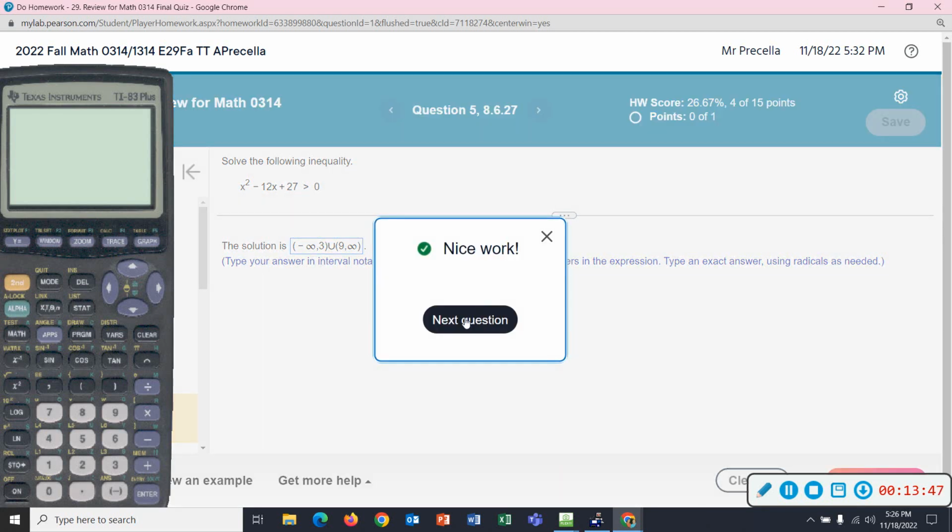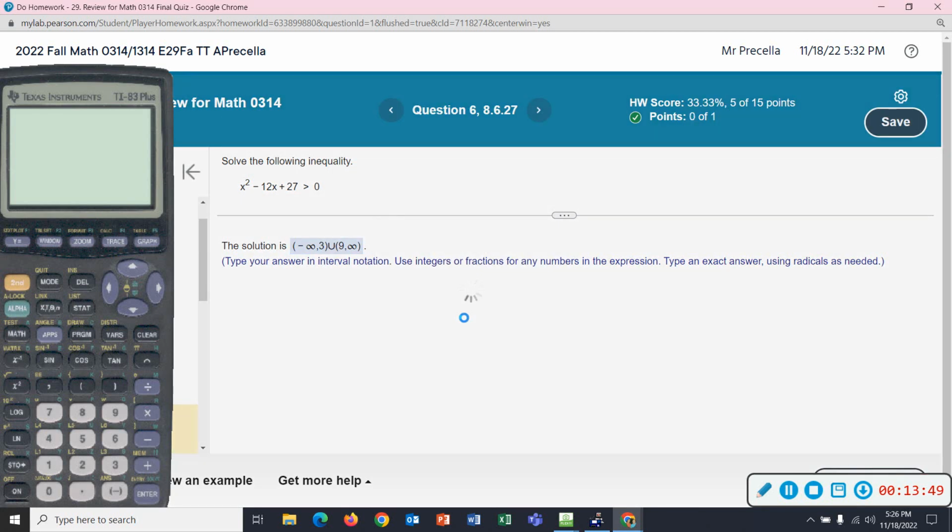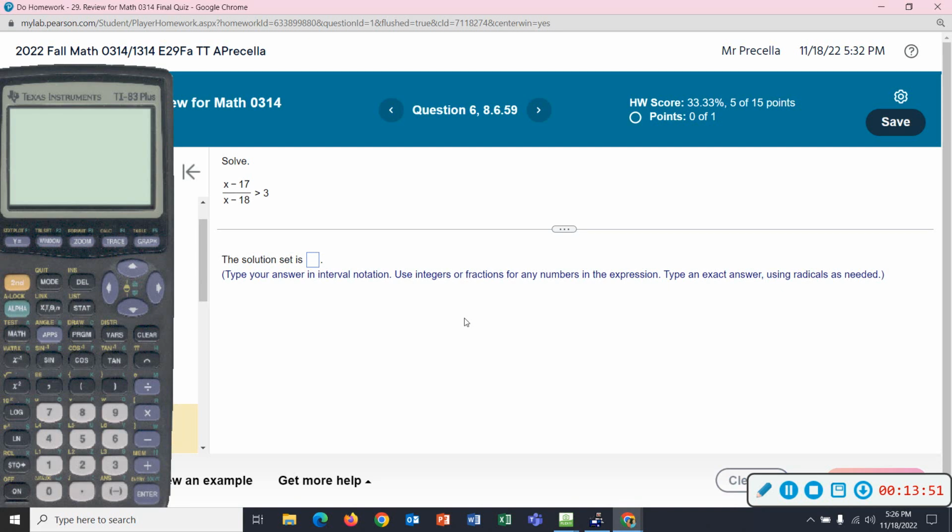Check your answer. Oh, there's another inequality symbol there. There's a greater than symbol. So we're going to be doing that cut point method again. So that's number 6. x minus 17 over x minus 18 is greater than 3.